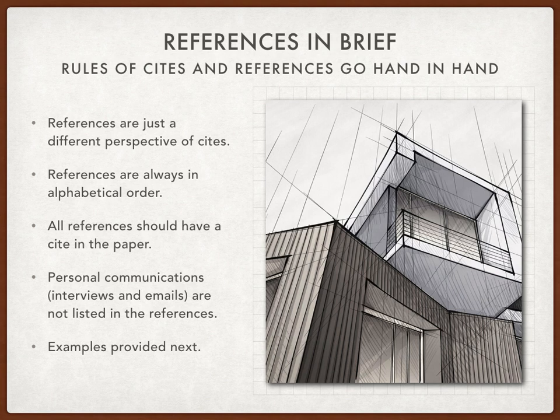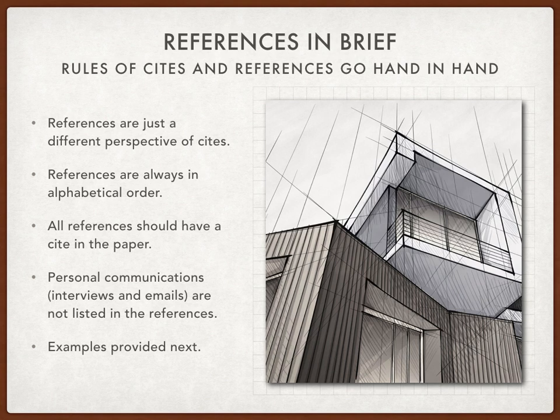References, unlike your citations, because your cites are going to be as you use them in the paper, are always in alphabetical order. So if an author or a title starts with a number, then it is first. So 1, 2, 3, go. And then Abbott, Baker, Charlie, in alphabetical order all the way down through.